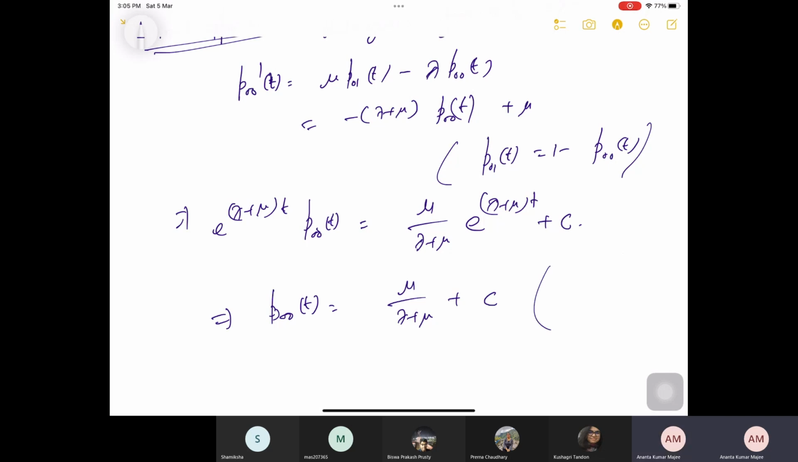Actually, see, p of 0 0 of 0, this is 1, no? We know that p_ij of 0 is equal to delta_ij. So p_01 of 0 is equal to 0. This part I know. So this implies my c should be lambda by lambda plus mu. Just if you put it here, p_00 of 0 is equal to 1. So this part gives you mu by lambda plus mu, so this is 1. So c is equal to this part.